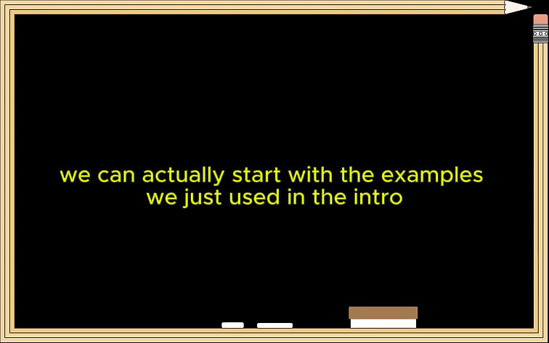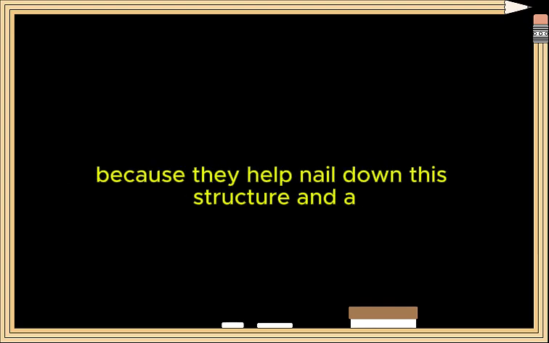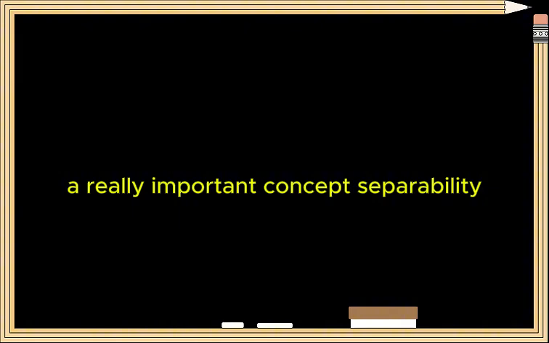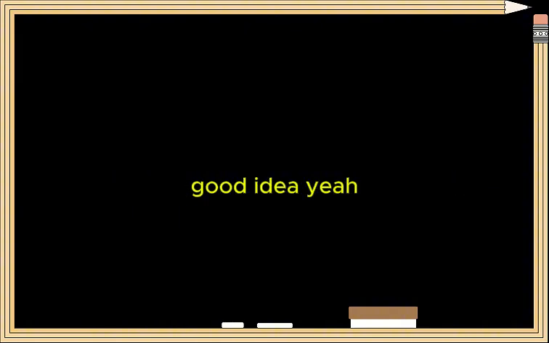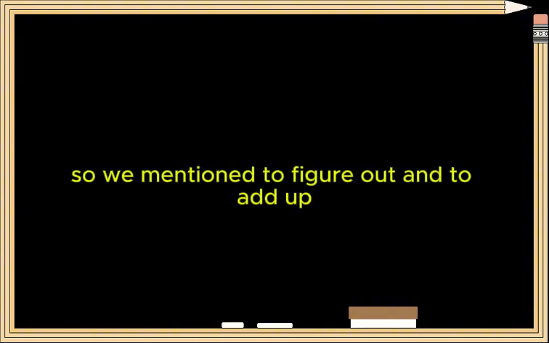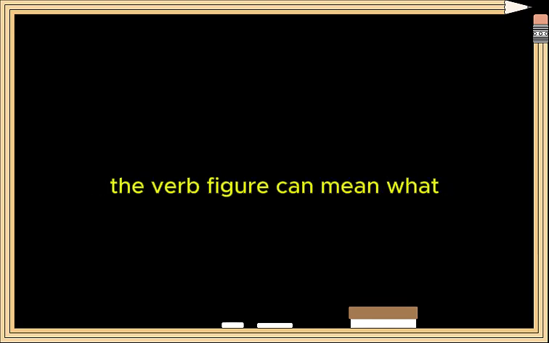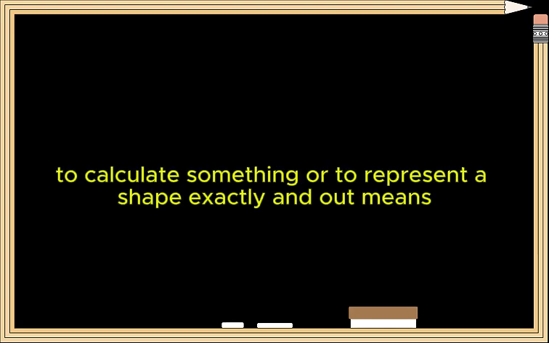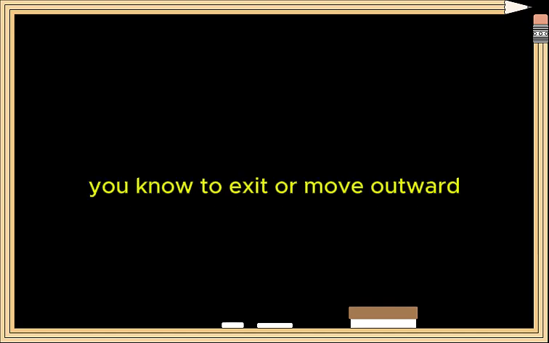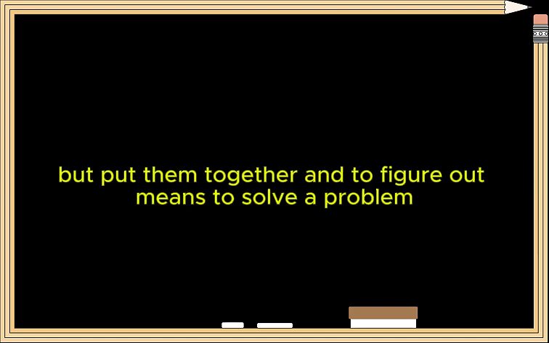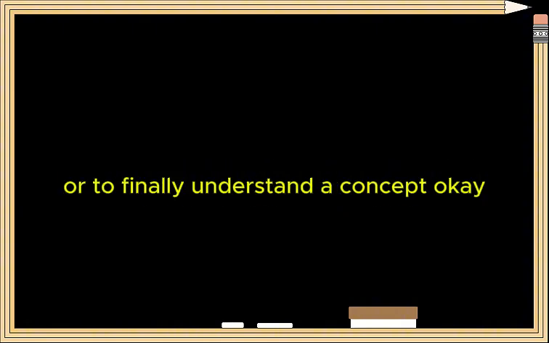Okay, let's do it. We can actually start with the examples we just used in the intro because they help nail down the structure and a really important concept, separability. Good idea. So we mentioned to figure out and to add up. Let's start with to figure out. Right. The verb figure can mean what? To calculate something or to represent a shape. Exactly. And out means to exit or move outward. But put them together, and to figure out means to solve a problem or to finally understand a concept.